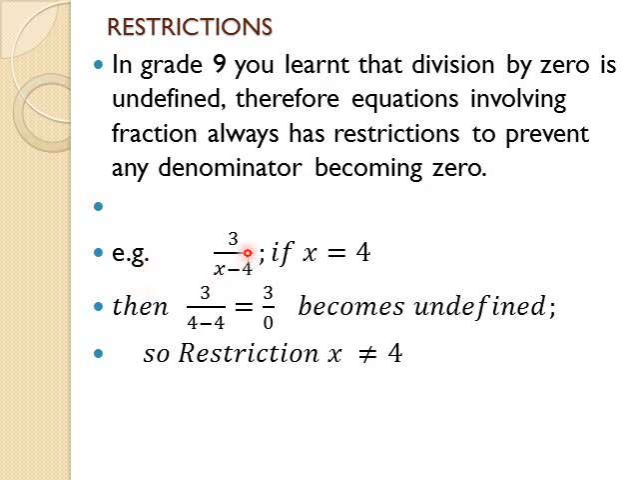Just to give you a quick example, there, 3 over x minus 4. If I make the x there 4, I would have 4 minus 4, which gives me 3 over 0, which becomes undefined. So if I had to solve that, x cannot equal 4 because then it's undefined. Right, but let's go to our first problem.